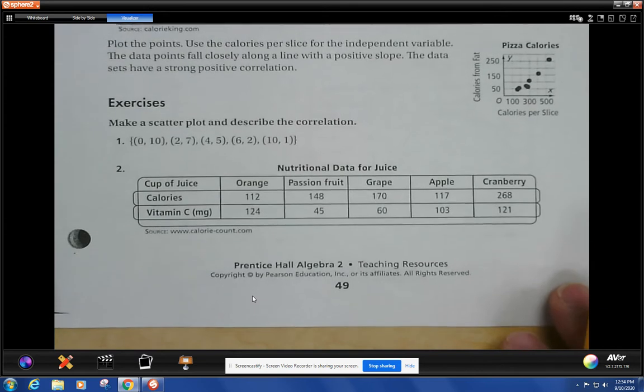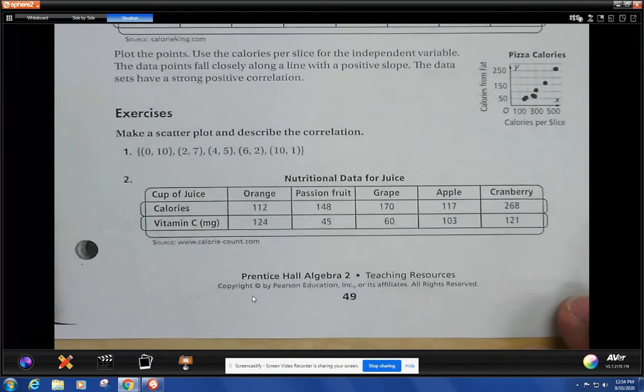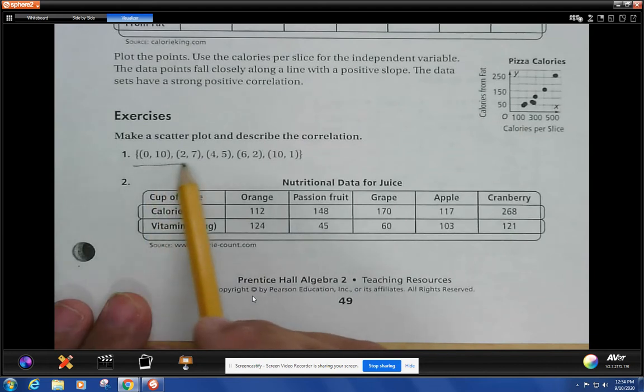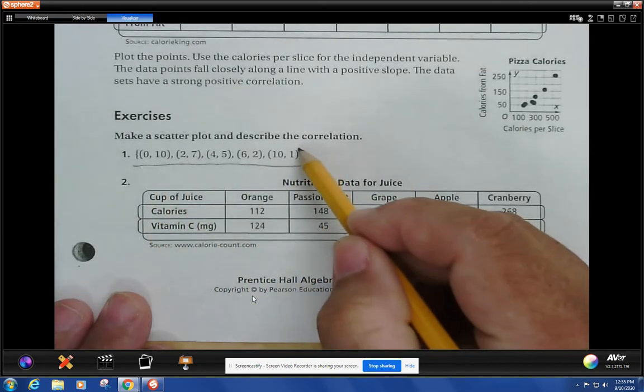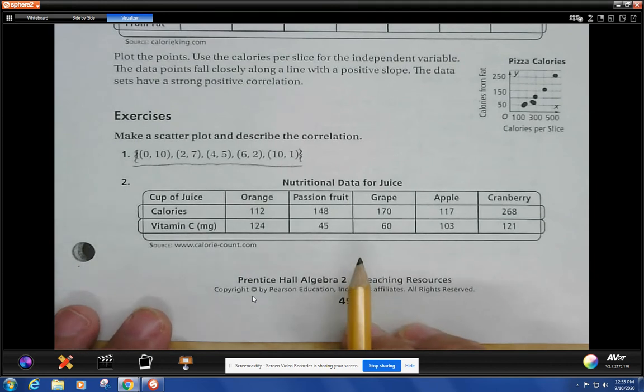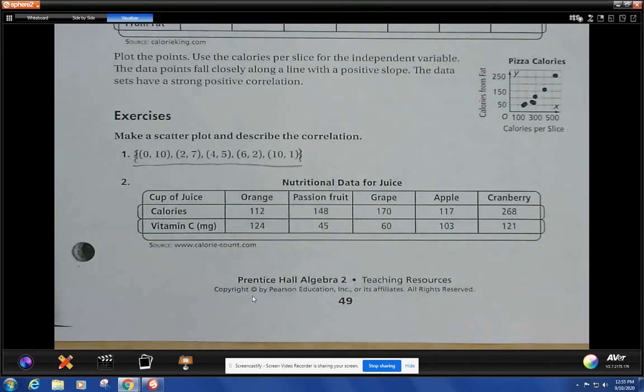Let's look at this one. It says, make a scatter plot and describe the correlation. And you notice it just gives us this set of numbers. You see the little brackets on each side, so that's identifying that it is in fact a set. So it's giving me a set of numbers, and it's asking me to make a scatter plot and describe the correlation.